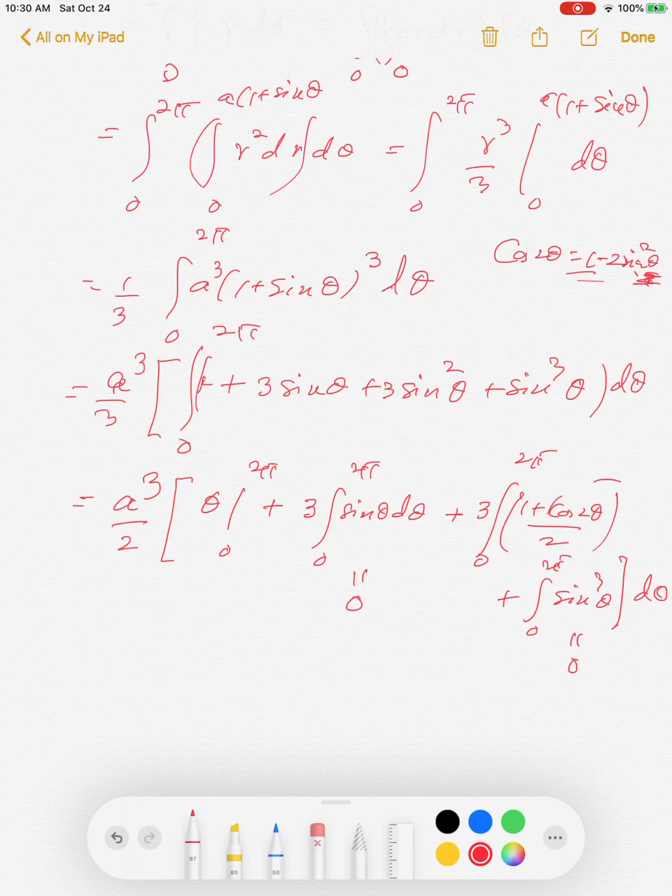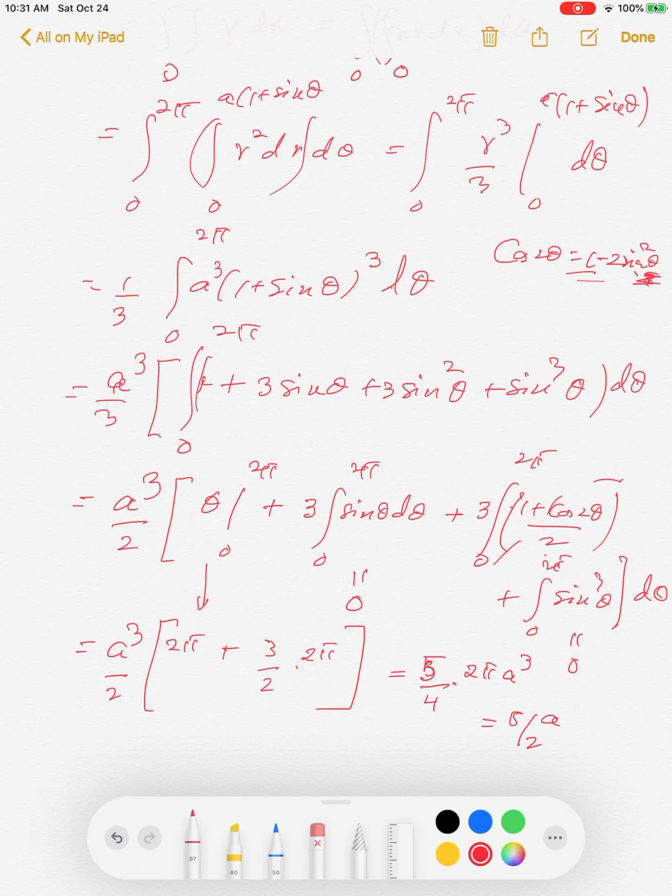I claim that the sine terms will be 0, and cos 2 theta when you integrate will be 0. So we'll get 3 by 2. So I get a cubed by 2, and this will give me a 2 pi. This will give me 3 by 2 times 2 pi, and the rest will be 0. So I think this is what the answer should turn out to be. It is 5 pi by 2 times 2, so it's 5 by 4, am I right? And then you will have a 2 pi a cubed. So it's 5 by 2 a cubed pi.